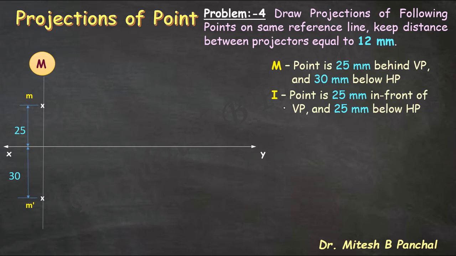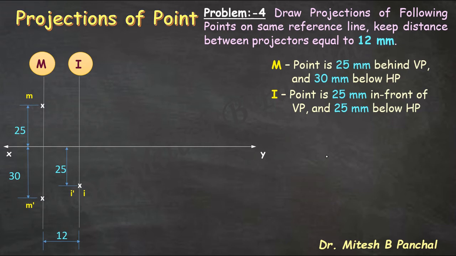Here, position of point I is at equal distance from VP as well as from HP. So, projections of point I, that is I dash front view, and I, that is top view, are 25 mm below XY line. So, final answer is this: I dash and I both are below XY line, as point I is in fourth quadrant. Also, as per given data, the projections of point I are considered on vertical projector, which is 12 mm away from the vertical projector of point M.